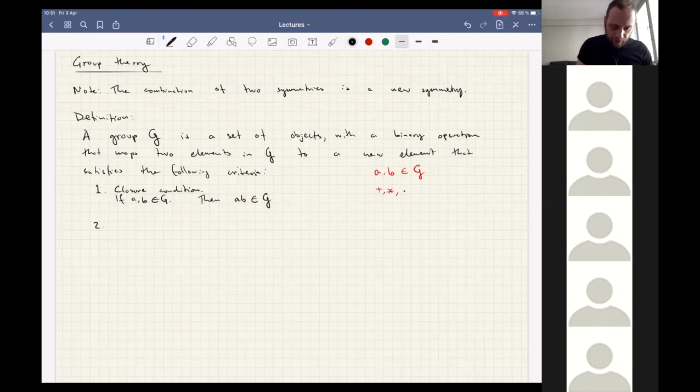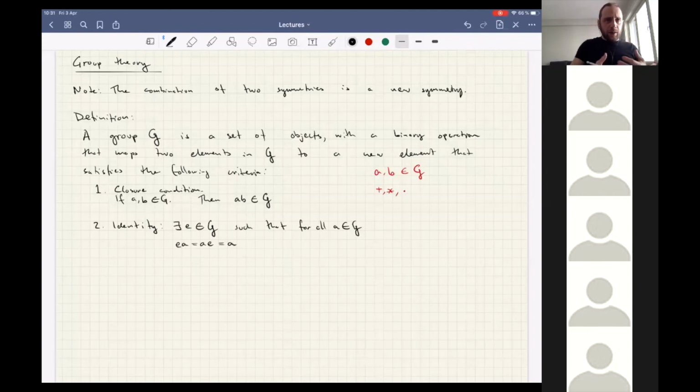The second condition is that the group should have an identity element. So this means that there should exist an element E in G, which has the property that for all elements A in G, you should have that EA is equal to AE, which is equal to A. So this is the identity. If you look at physical transformations, this identity is going to be do nothing, because a physical system is always invariant under the do nothing. So map everything to itself, and all the properties are going to be invariant under this.